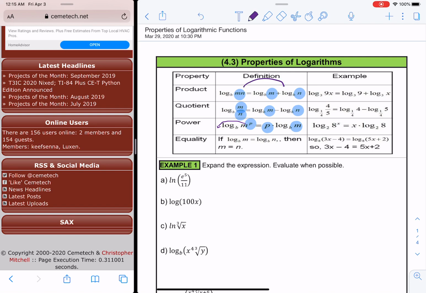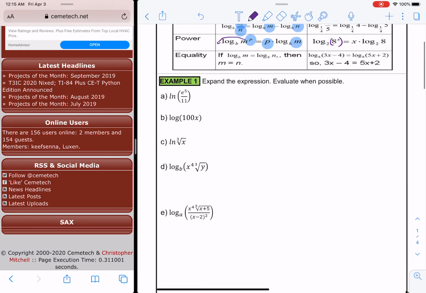So our product becomes sum. Quotient becomes difference. And the same thing is happening over there. With power rule, it's better to put parentheses in the sense we have to keep in mind that log base 2 of 8 raised to x is not the same as log base 2 of 8, the entire thing raised to the power of x.